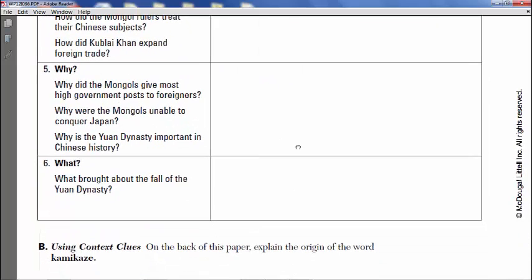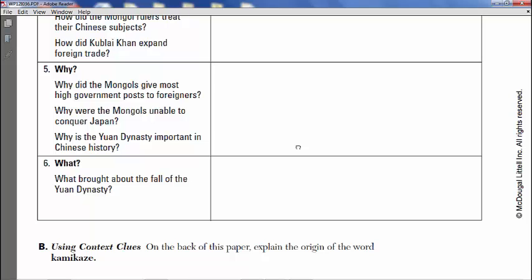Number 5, why did the Mongols give most high government posts to foreigners? Very interesting. They believed that foreigners were more trustworthy than any Chinese government official. Now, they did allow some Chinese government officials, but not in the higher up parts of the government. They felt that the foreigners were more trustworthy, and since they had no local loyalty to any local Chinese people.